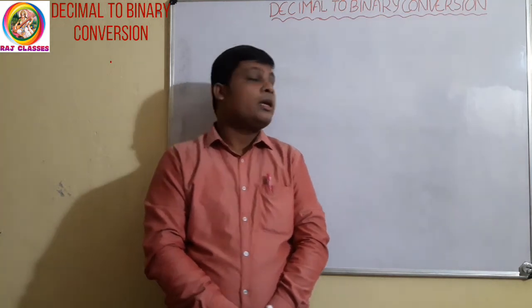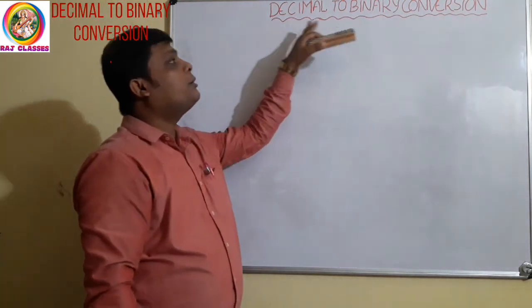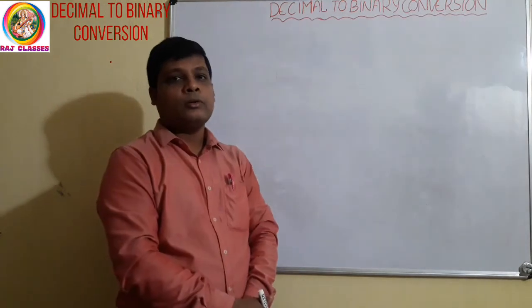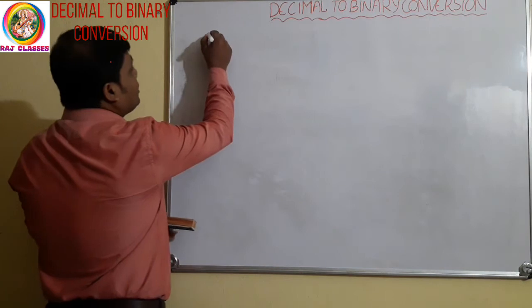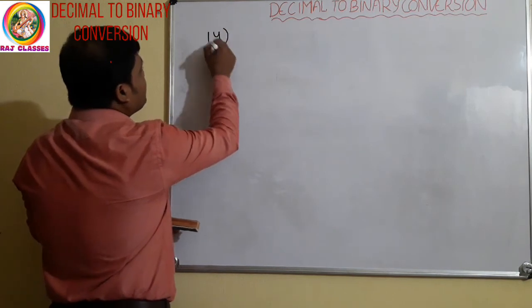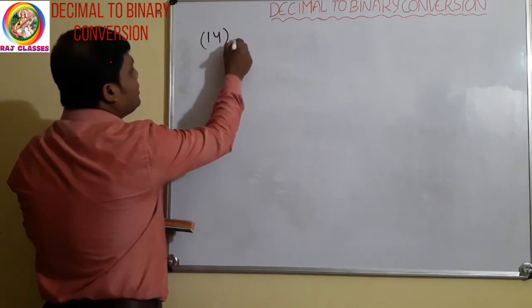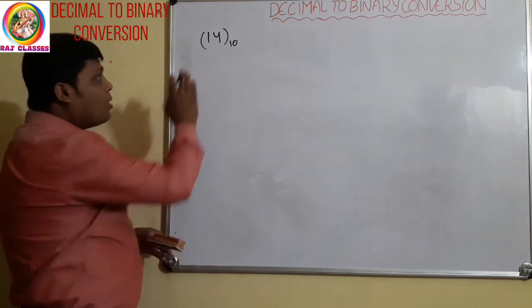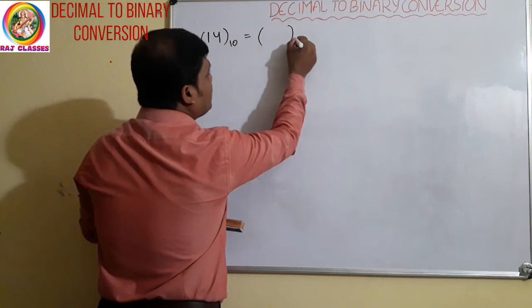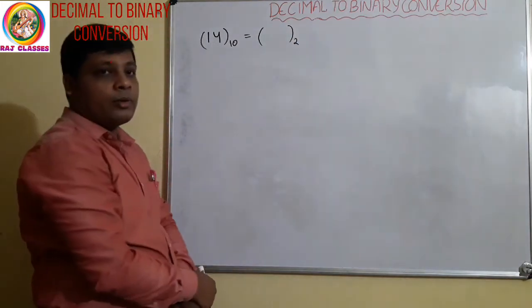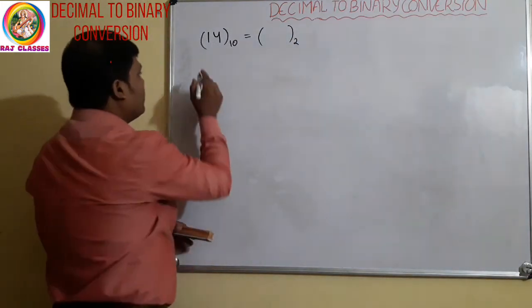Today we will discuss the conversion of decimal to binary. Let us take one example. This is 14 base 10. Base 10 means decimal number. How to convert 14 to binary? It's equivalent binary number. You just remember how to convert.